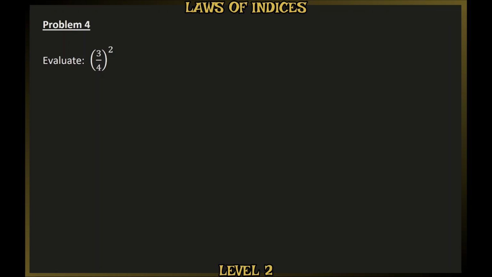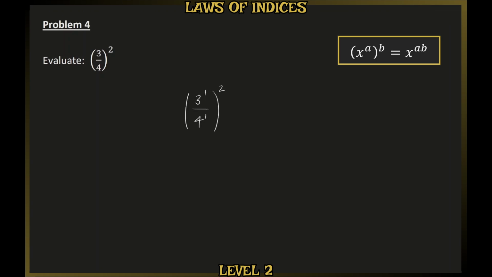In problem 4, we're evaluating 3/4 to the power of 2. This means we need to find the value of it. So to start with, we can rewrite 3/4 as 3 to the power of 1 over 4 to the power of 1, all raised to the power of 2. Now this makes it really clear that to solve this problem, we're raising a power to another power. And so to do this, we have to use this law, which tells us that when we raise a power to another power, we multiply the two together.